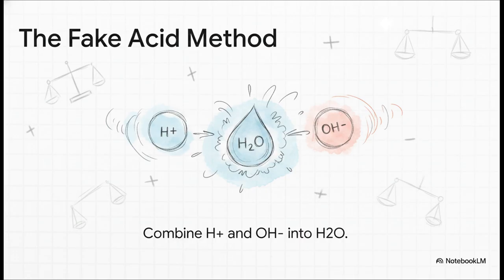For every H+ ion currently sitting in your equation, you add a hydroxide ion, an OH-, to both sides of the reaction. On the side where the H+ and OH- meet, they instantly combine to form liquid water. Finally, you just cancel out any duplicate water molecules on either side of the arrow. It's a highly elegant shortcut that totally saves you from having to memorize a whole separate set of rules.